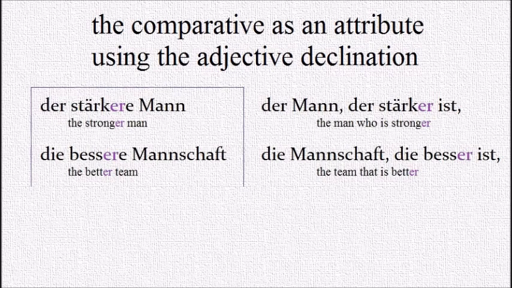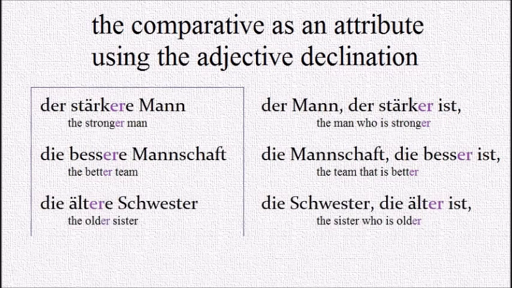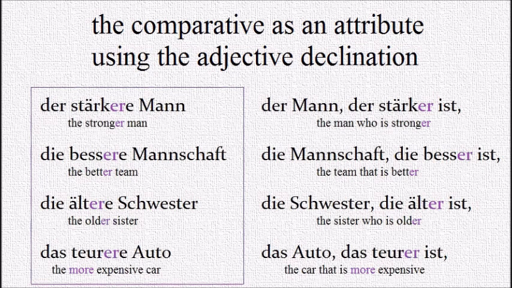Die bessere Mannschaft. The better team. It means die Mannschaft, die besser ist. The team that is better. Die ältere Schwester. The older sister. Die Schwester, die älter ist. The sister who is older. Das teurere Auto. The more expensive car. Das Auto, das teurer ist. The car that is more expensive.